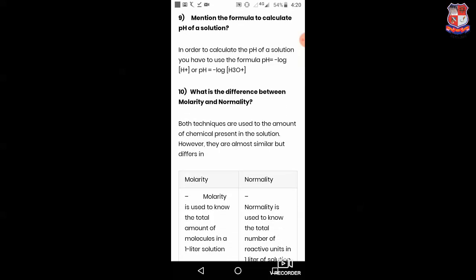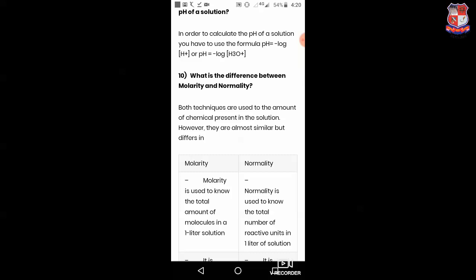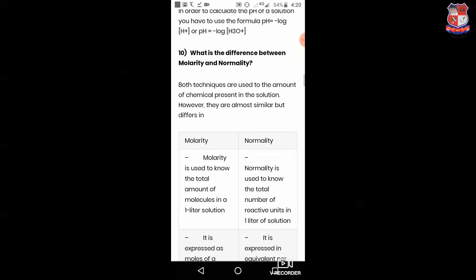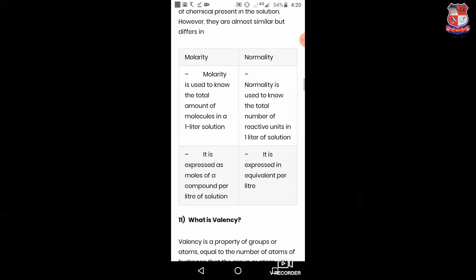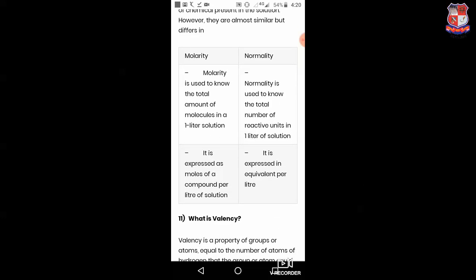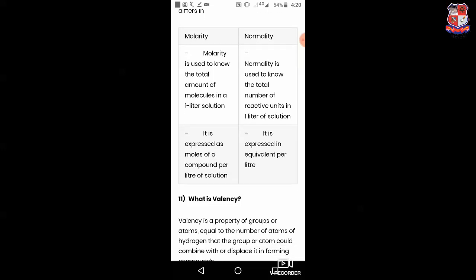What is the difference between molarity and normality? Both are used to express the amount of chemical present in a solution. However, they are almost similar but different. Molarity is used to know the total amount of molecules in 1 liter of solution. Normality is used to know the total number of reactive units in 1 liter of solution. Molarity is expressed as moles of a compound per liter of solution. Normality is expressed in equivalents per liter.